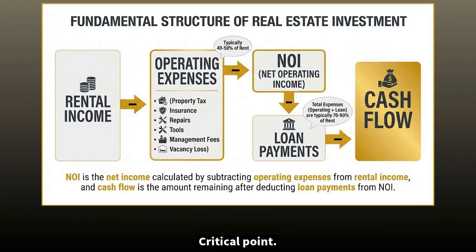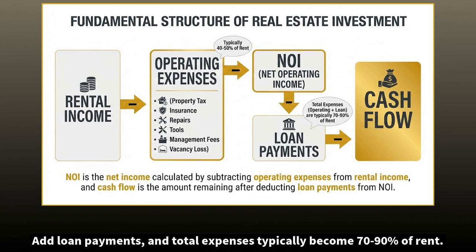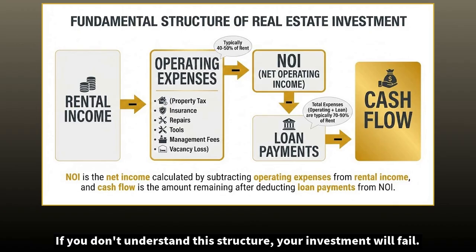Critical point. Operating expenses and loan payments are separate. Operating expenses alone are 40 to 50% of rent. Add loan payments, and total expenses typically become 70 to 90% of rent. If you don't understand this structure, your investment will fail.